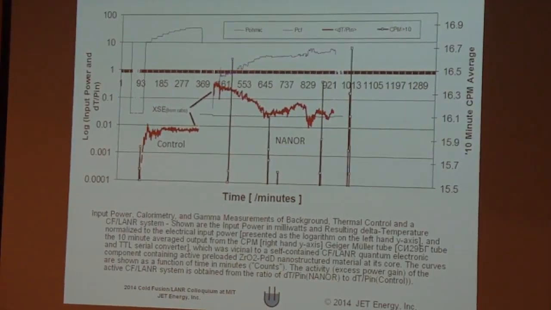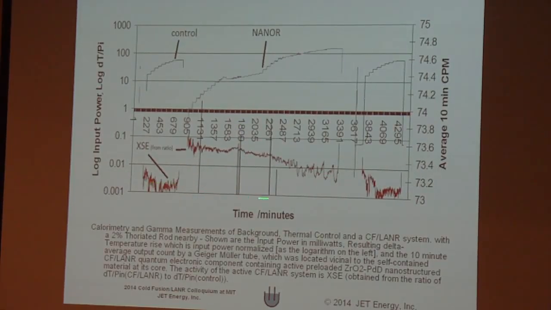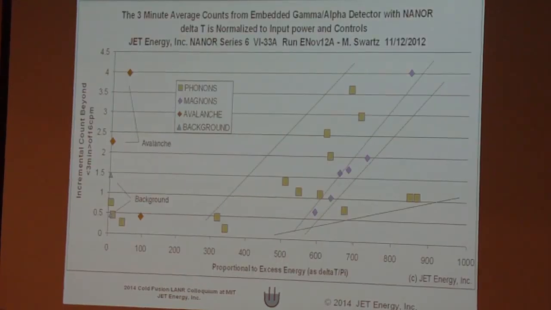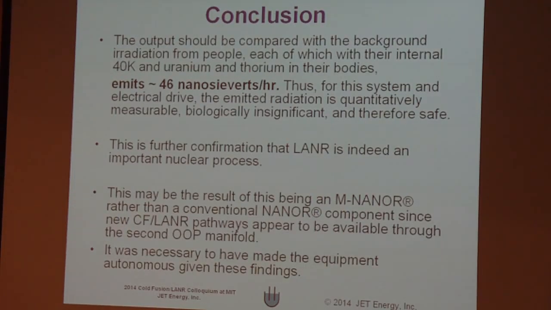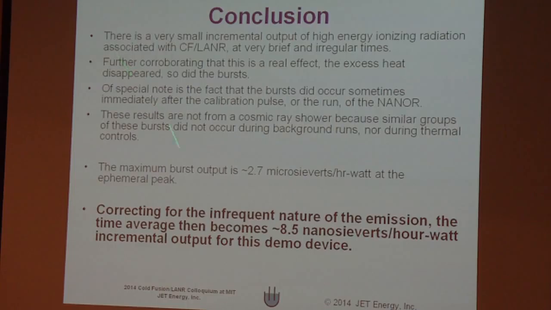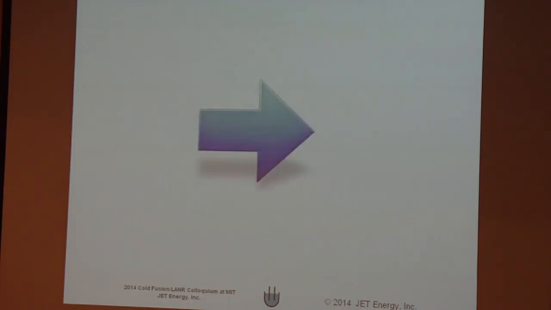Here we only saw it while the nanor was treated. And when we look at the output from that, again, it's a real primitive way to do it. What we see is the incremental counts beyond our high-pass filter, okay, as we put more and more power into the nanor. And we also saw some output during the avalanche, and this is our background. Anyway, the important thing is you emit more together here than the nanors do. And the nanors are only putting out 8 nanosieverts an hour.